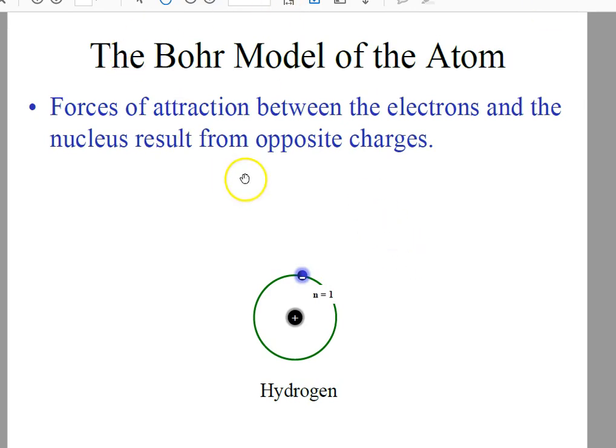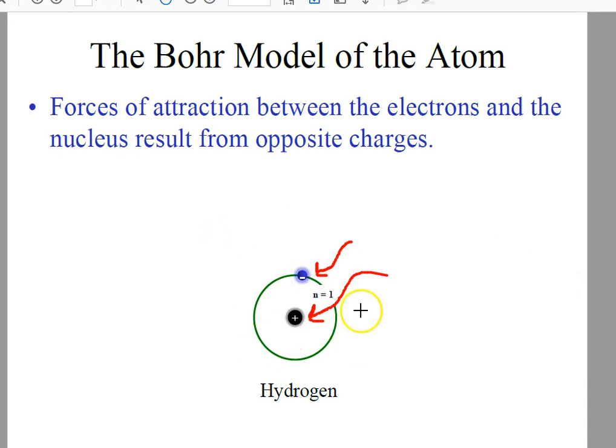So Bohr comes up with this model based on what Einstein and Planck had found. Bohr says there is a force of attraction between the electrons and the nucleus that results from opposite charge. We already know that to be true. We have our negative electron out here attracted to the positive nucleus. Now, why doesn't the electron just go in and sit on the nucleus, if they're attracted to each other?